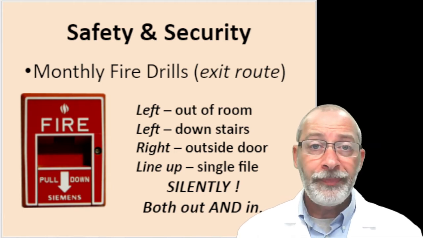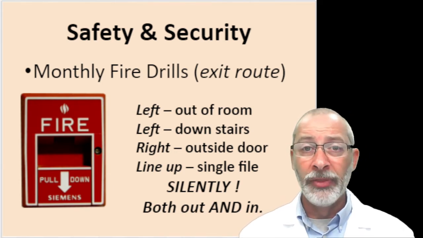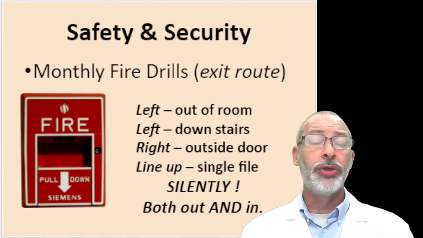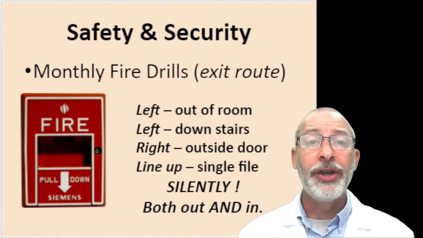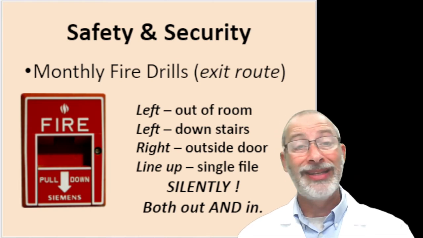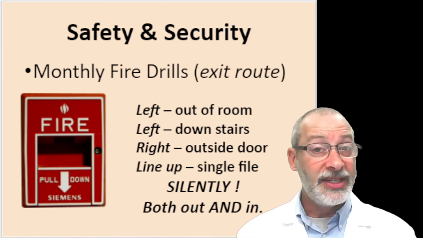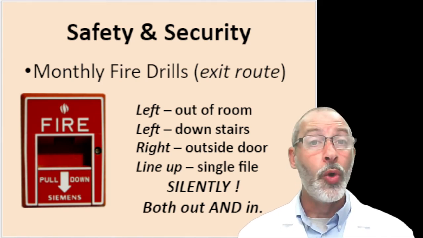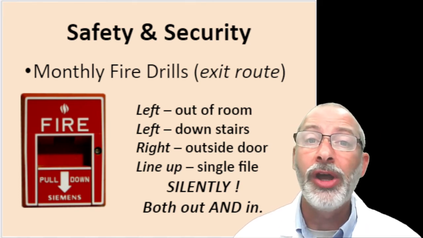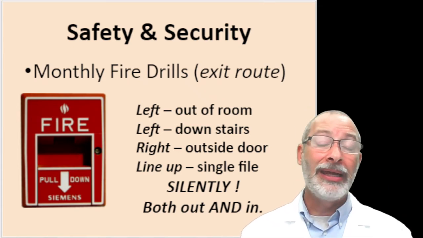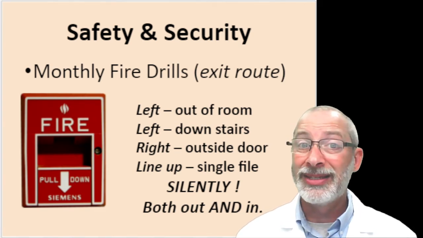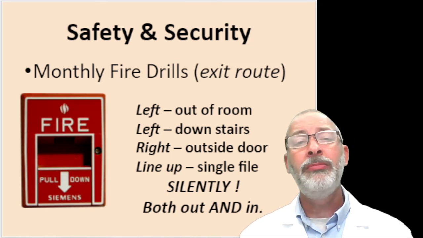Now, moving on, we are going to be having a couple of monthly drills in the science lab, one of which is a drill that you've been having since kindergarten, our monthly fire drill. When we exit this laboratory, all you have to remember is you need to exit to the left, exit down the grand staircase, go right out of the door, and then line up single file. As we do this, we are silent, both on our way out and our way in. That is the fire exit location from the science laboratory. Again, left out of the room, left down the stairs.